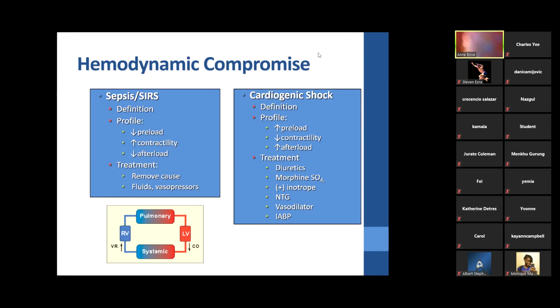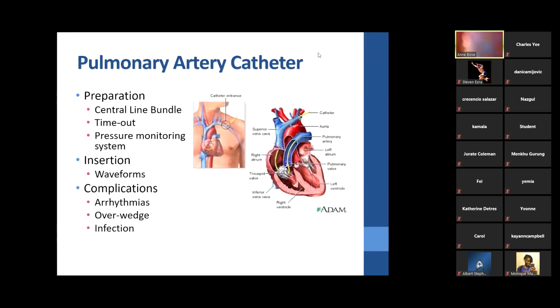So now, in terms of looking at the pulmonary artery catheter, basically, it's a catheter that is inserted by waveforms. The procedure that's followed is that the patient needs consent. This catheter is not an emergency procedure, it's a procedure of urgency, but not emergency. Okay, so you have a central line bundle. Bundle means that you follow that policy and procedure. You have a timeout to make sure it's the right patient for the right procedure, and that you have a pressure monitoring system in place.